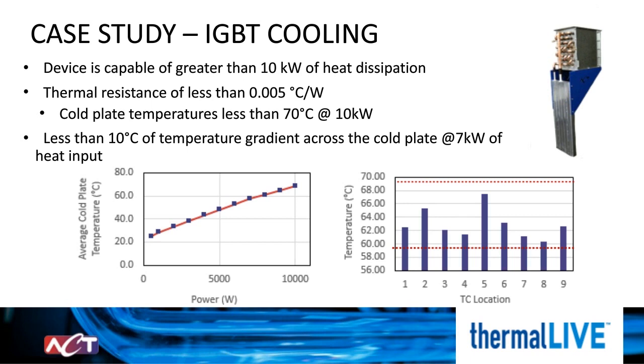The 2 graphs at the bottom of this page detail the cold plate temperature increase as the power increased. When the power reaches 10 kilowatts, the cold plate maxed at 67.5 degrees Celsius. The graph on the right displays the temperature of 9 thermocouples situated across the plate. This case study resulted in less than 10 degrees C delta across the cold plate, even with that high heat flux generating device.